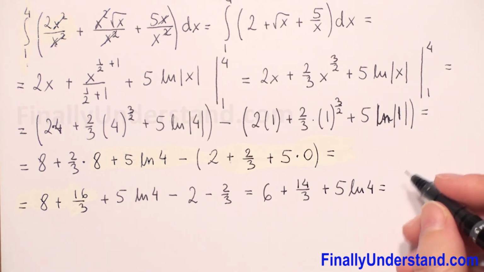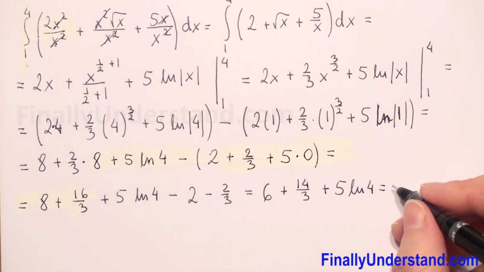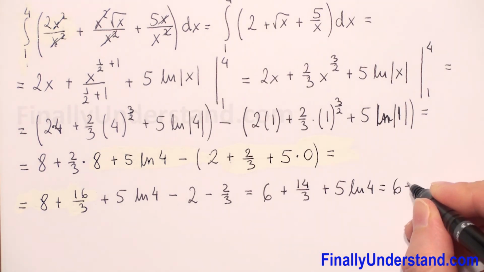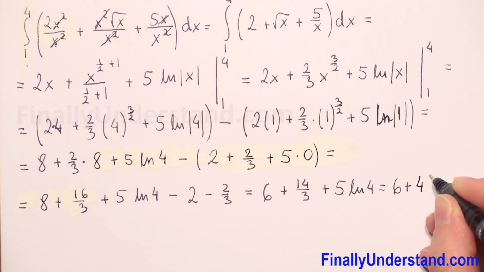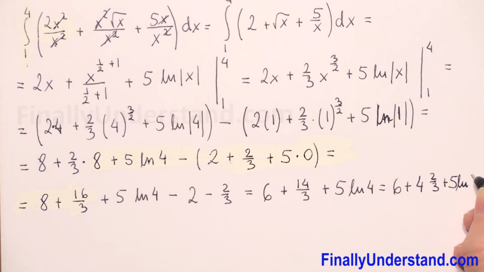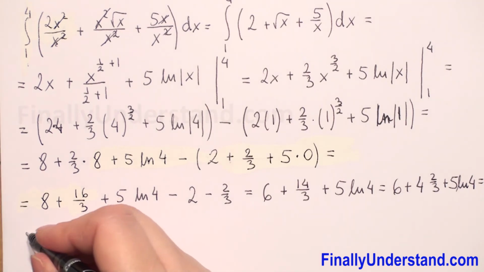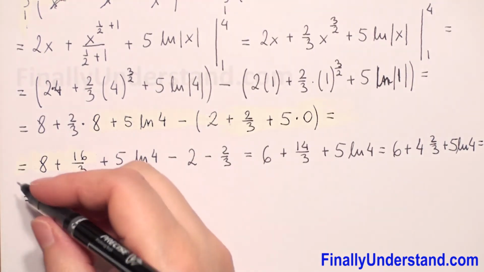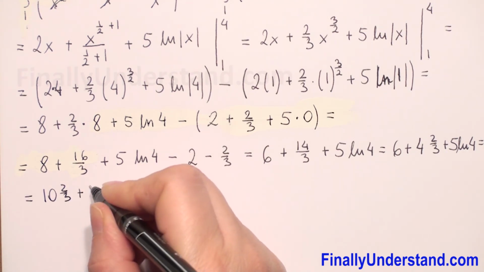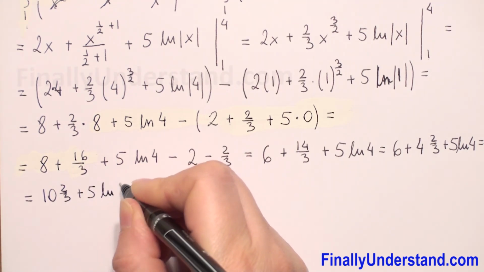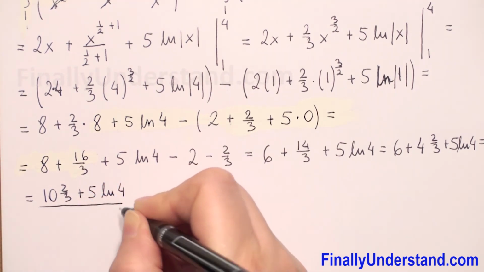This is equal. We can change to mixed numbers, so it will be 6 plus 14 divided by 3 is 4 and 2/3, plus 5 natural logarithm of 4. This is equal. We have 10 and 2/3 plus 5 natural logarithm of 4. This is my solution.